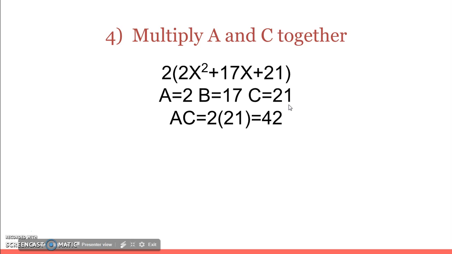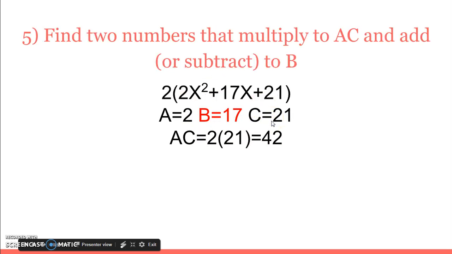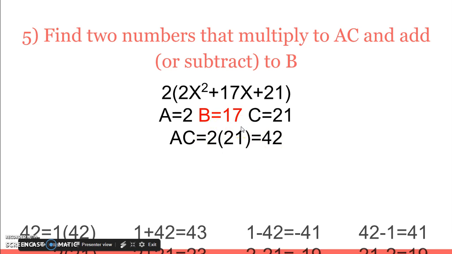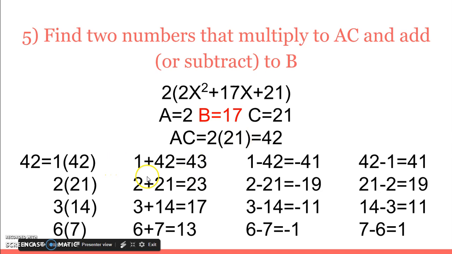For the AC method, the next step is going to be to multiply your A and C. So we're going to do 2 times 21, which gave us 42. And our next step is to find 2 numbers that are going to multiply to 42, and we want them to add, or they could subtract, to B. So for this example, we want 2 numbers that multiply to 42 and are going to add to 17. We already looked at all of those numbers, and so we're going to look at all of them and pick the one that gives us 17.